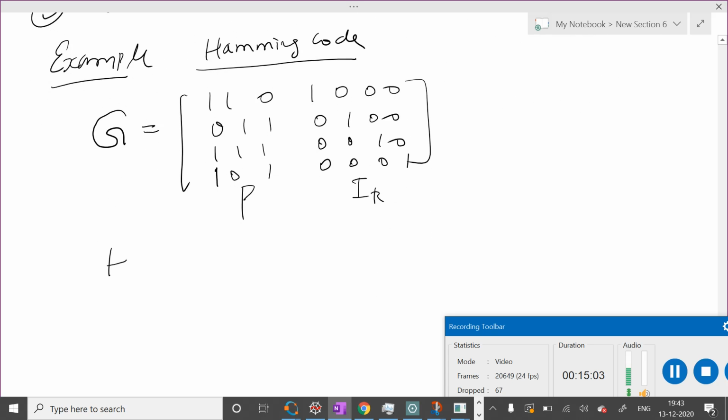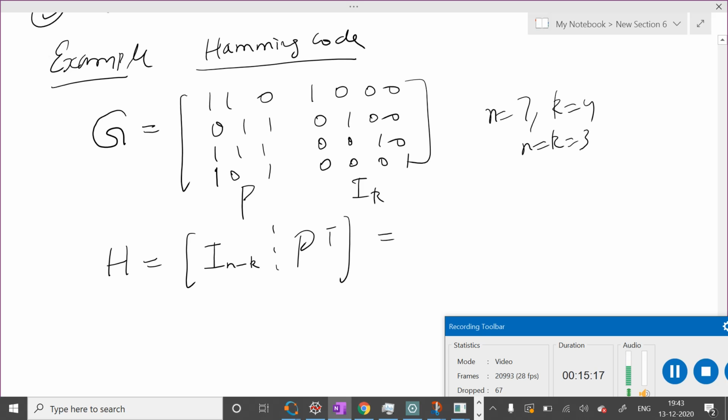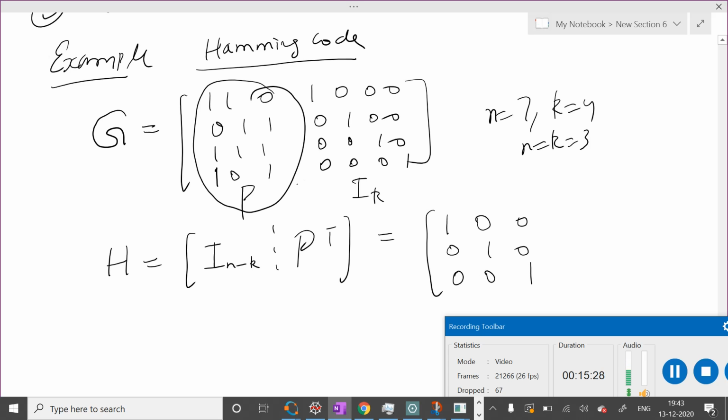Now what will be the parity check matrix? That is I of n minus k, P transpose. Here n is equal to 7, k is equal to 4, n minus k is equal to 3. So you will first have a 3 cross 3 identity matrix part. Then you will take the transpose of this P here. So P transpose gives you 1 0 1 1 1 1 1 0 0 1 1 1. So this is your parity check matrix.